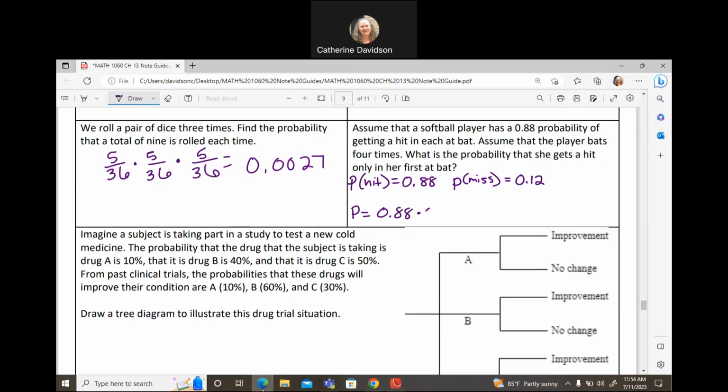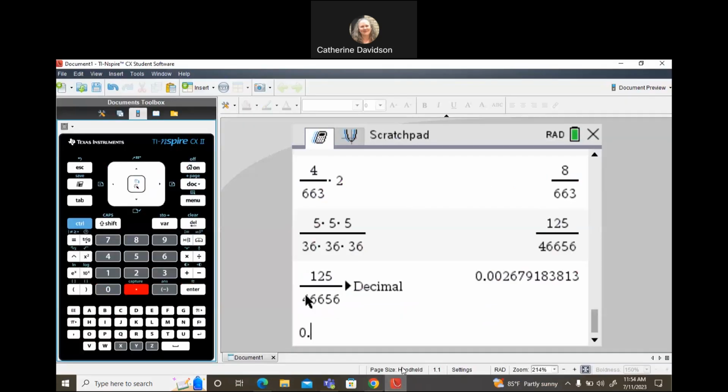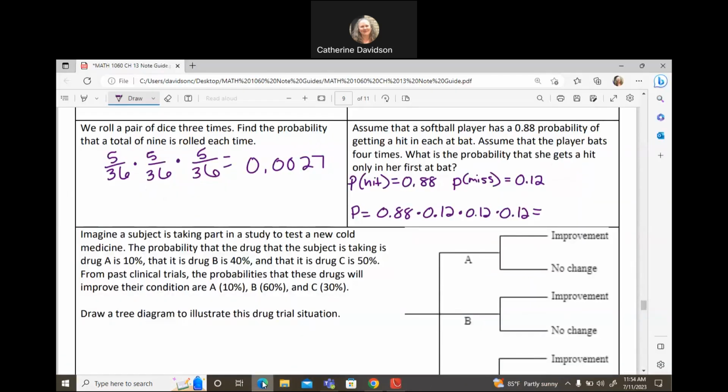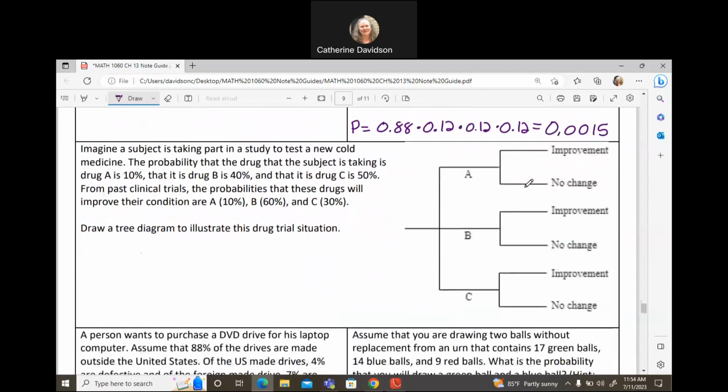So we have a hit times a miss times a miss times a miss. Let's do 4 decimal places. 0.0015. Remember, you want to check to see how many decimal places they want. They may just want 3. So just read the question and see.